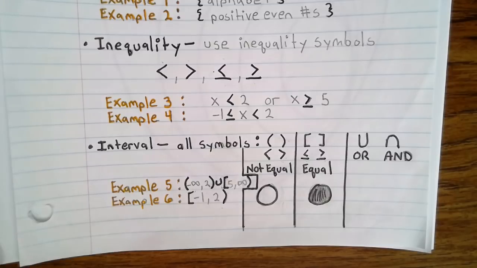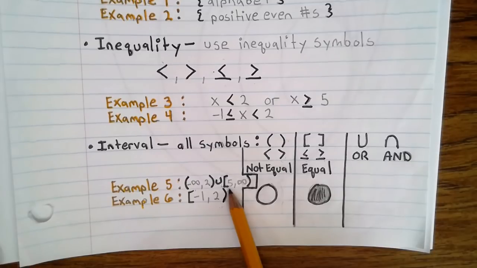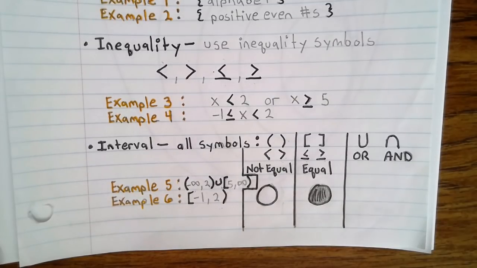Example 5. So we have -infinity to 2, not including 2, or 5 to infinity, including 5. Example 6. We have bracket -1, that means we include -1, to 2 parentheses, meaning 2 is not included. All right, so if you would, finish up your notes.